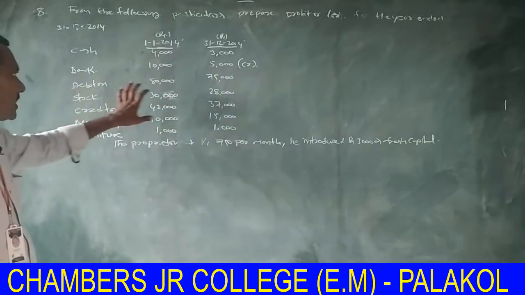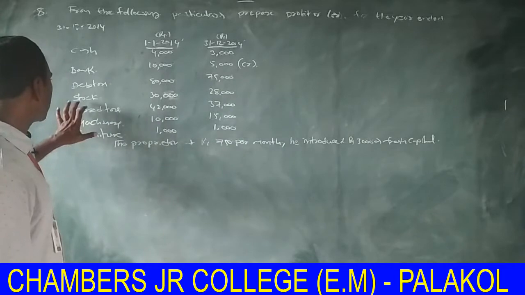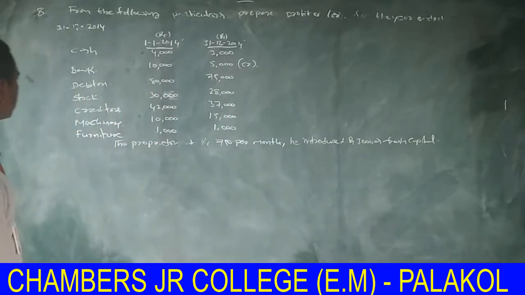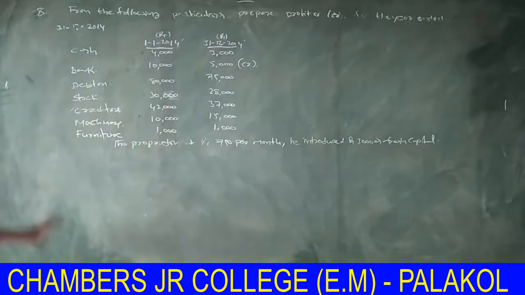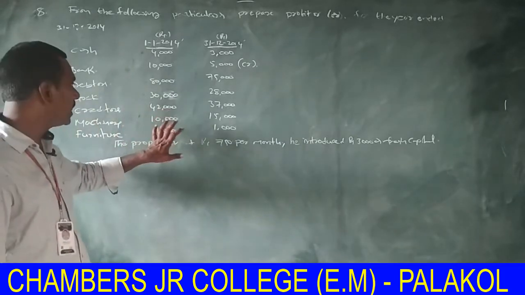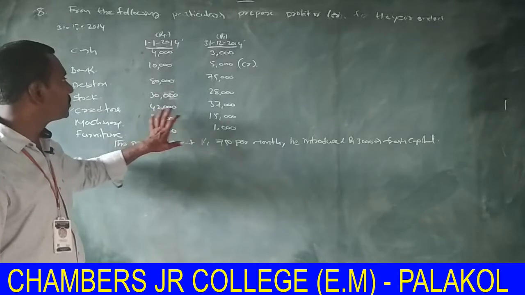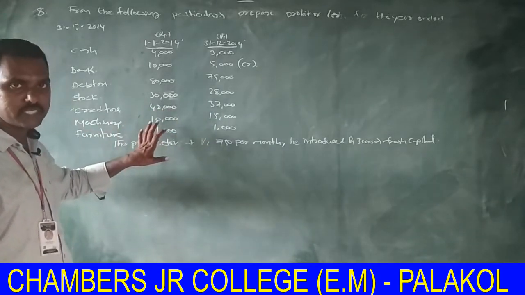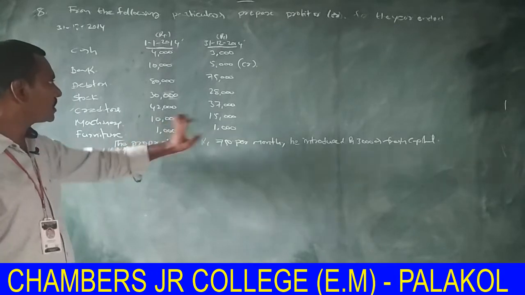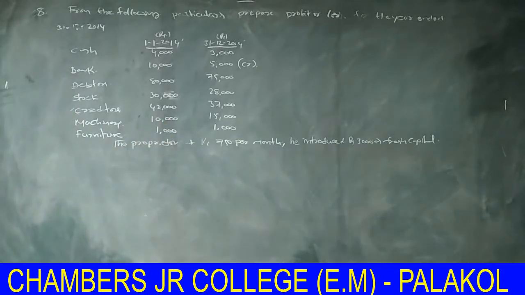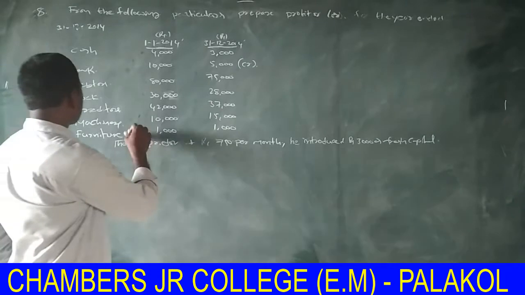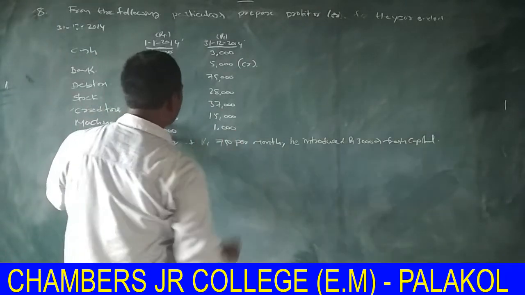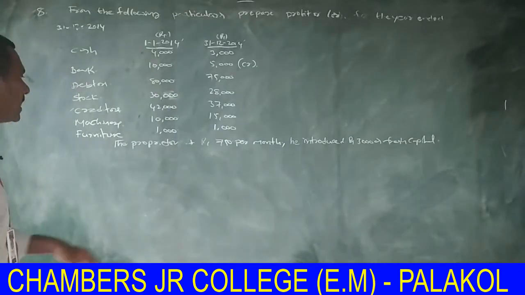Next, debtors asset 80,000, 75,000. Stock is an asset 30,000, 28,000, and creditors is a liability. Opening 42,000, closing 37,000. Machinery is an asset. Opening 10,000, closing 15,000. Furniture is also an asset. This is also shown in the asset side.